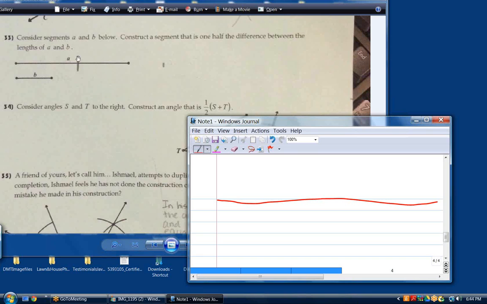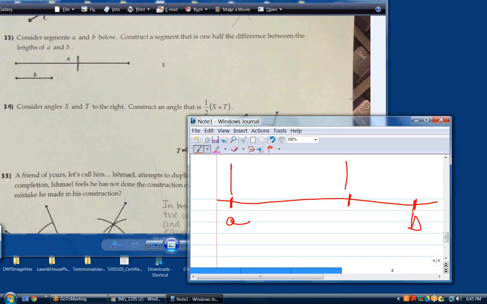I'm not sure what this vertical line is there. But let's measure the line segment A. So set the compass from there to there. So that's A, that's B. Now they're asking about the difference between A and B. Well, if I reset the compass here and start on B and go back this amount, then this distance is the difference between A and B, is it not?